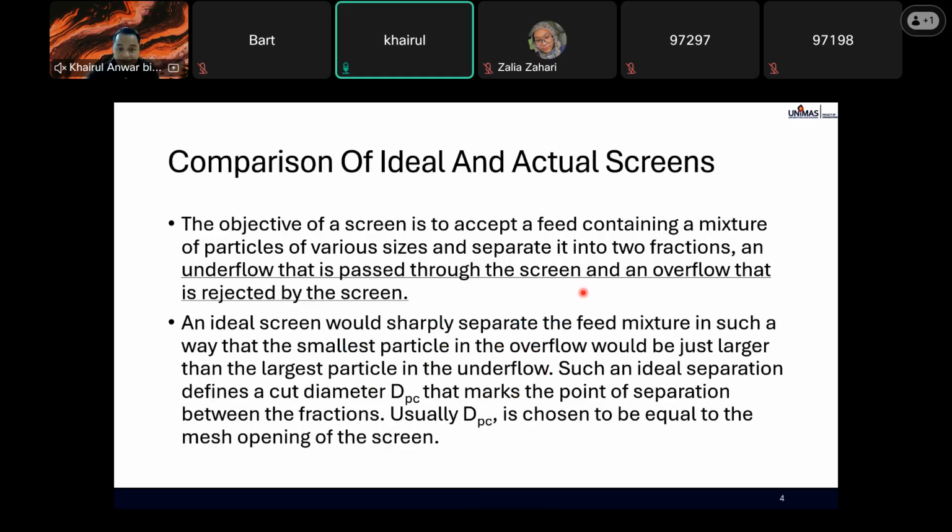An ideal screen would sharply separate the feed mixture in such a way that the smallest particle in the overflow would be just larger than the largest particle in the underflow. Such an ideal separation defines a cut diameter Dpc that marks the point of separation between the fractions. Usually, Dpc is chosen to be equal to the mesh opening of the screen.